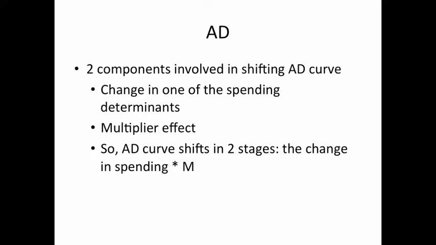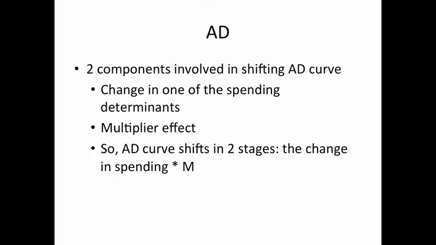So really, the aggregate demand curve shifts in 2 stages. The first stage is, okay, well, what's happening to spending? Is it going up or going down? Again, if C, I, G, or NX, or some combination of the 4 increase, aggregate demand curve will shift to the right. So that's step 1. That's the first stage. But then to understand how that influences GDP, again, you've got to have the multiplier effect. So that's the second step, where we utilize the multiplier effect.